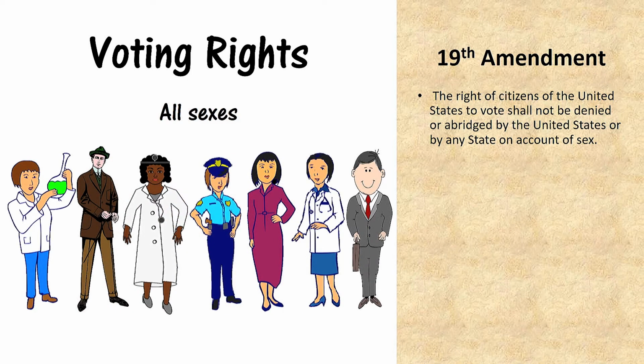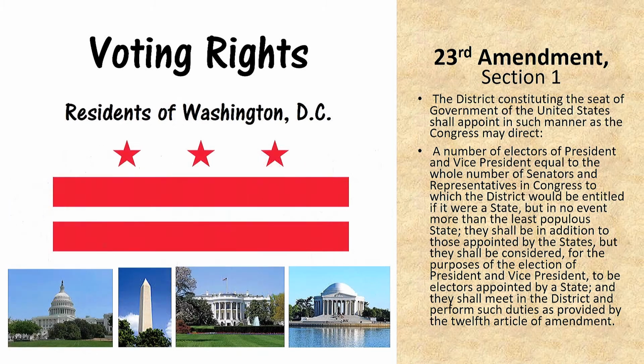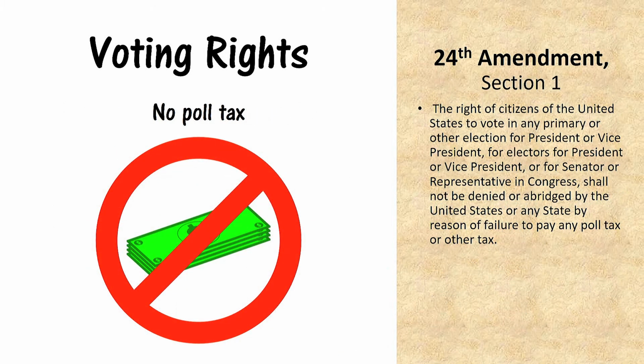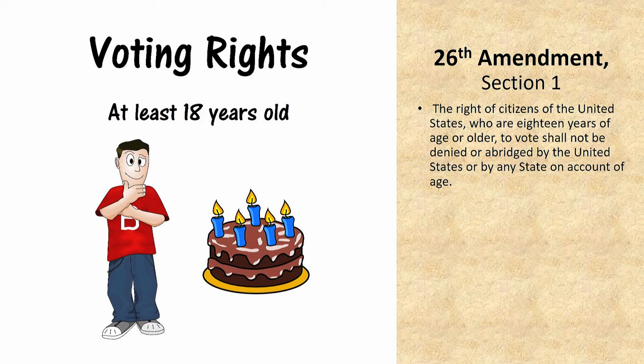The 23rd Amendment gives residents of Washington, D.C. the right to vote in presidential elections by giving D.C. the same number of electoral votes as if it were a state, but not more than the least populous state. The 24th Amendment prohibits charging citizens a tax to vote in federal elections, so that all citizens can vote regardless of income or wealth. And the 26th Amendment lowered the voting age from 21 to 18 years old.